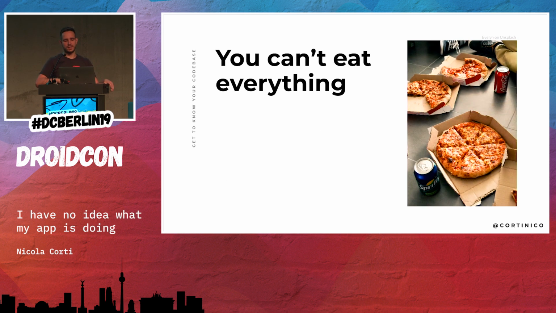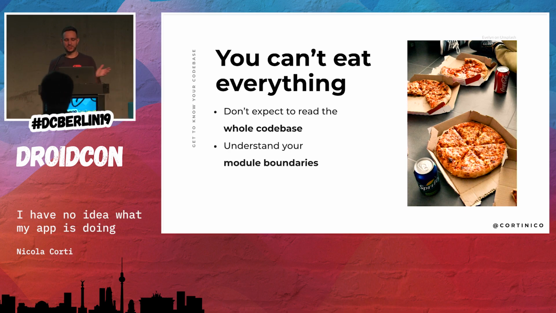One thing that I learned the hard way is you can't eat everything, also with pizzas. So don't expect to read the whole code base. That probably sounds obvious, but when I was junior in my first job, the first thing that I did was spend some days reading everything just because I wanted to know what's going on, and that took me a lot of time. I was kinda useless. So I would say try to understand your module boundaries. You will end up working on some modules. Try to understand the size of that module and how that module interacts with the core of the app. That should be enough to put you in a good position where you can actually start working.